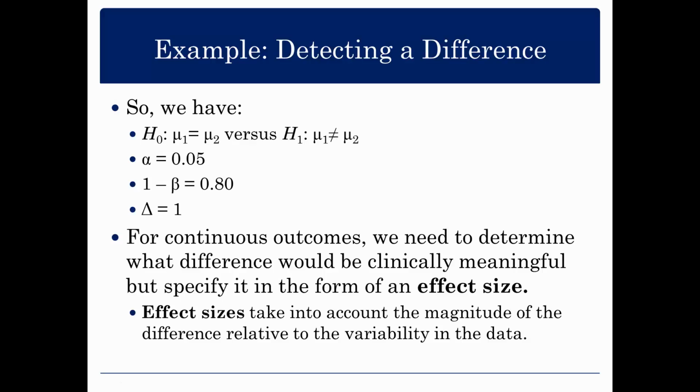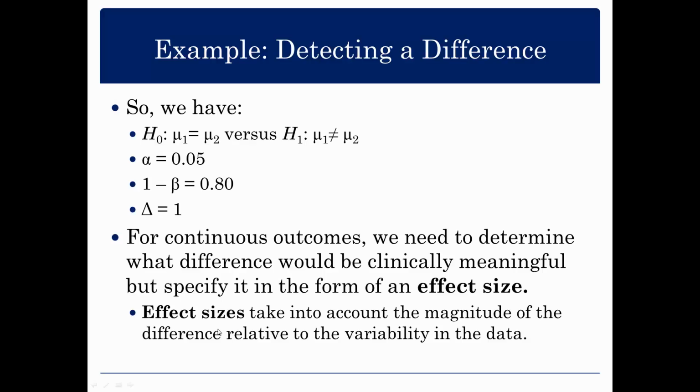In order to fully power this, I have to understand how big this difference between the groups is relative to the variability in my outcome that I'm measuring. This is what's called an effect size. So if this difference of 1 is small relative to the noise in the data, then I'm going to need a lot of data to find it. But if this difference of 1 is actually big relative to the variability or the noise in my data, I won't need as much information or as much data to detect it.